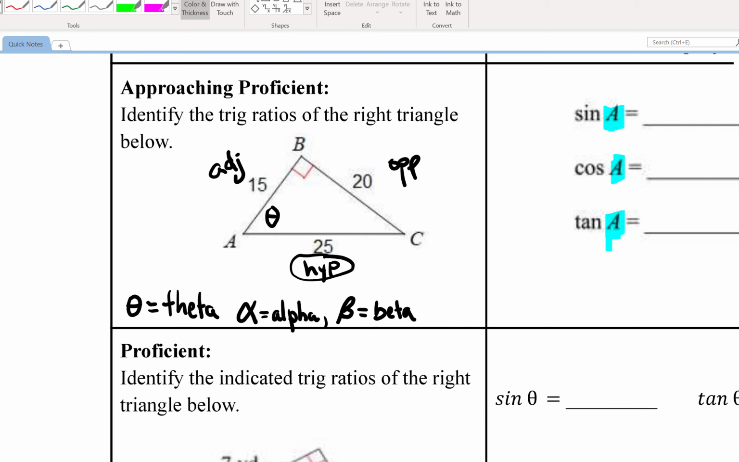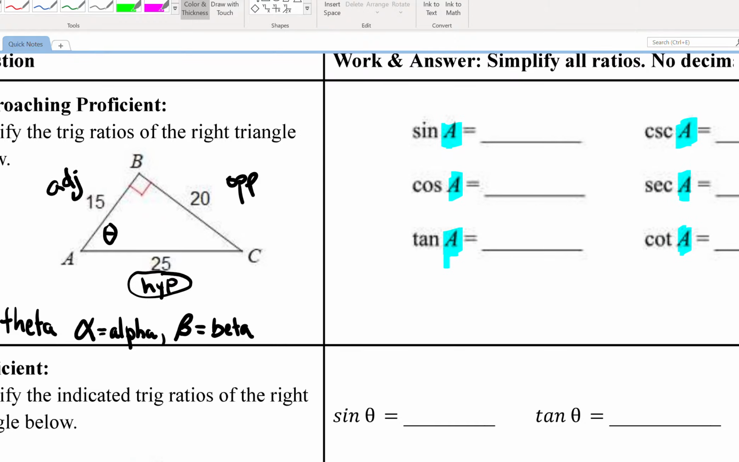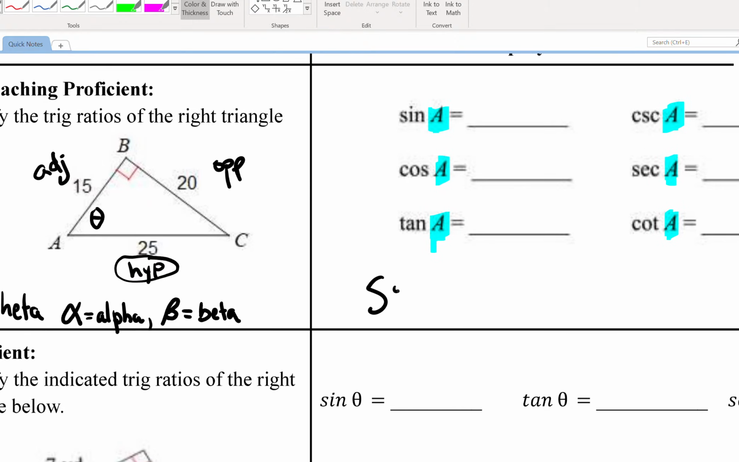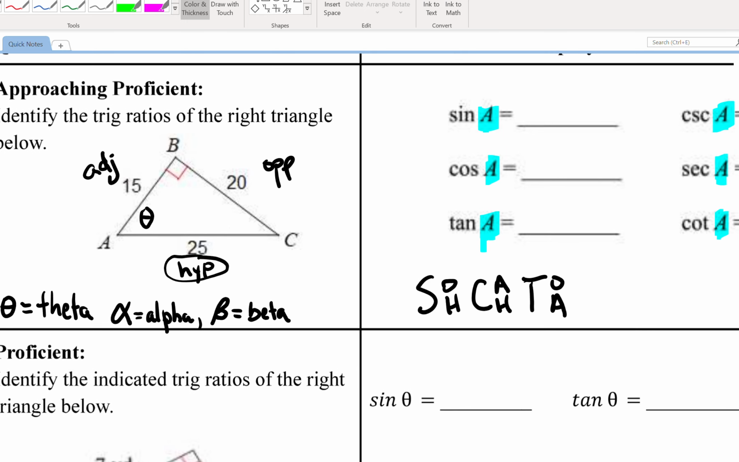And now that we have it labeled, we can use our mnemonic, SOH CAH TOA, to talk about those trig ratios. And the sine of A then is the opposite. That's O over H. That's opposite over the hypotenuse.